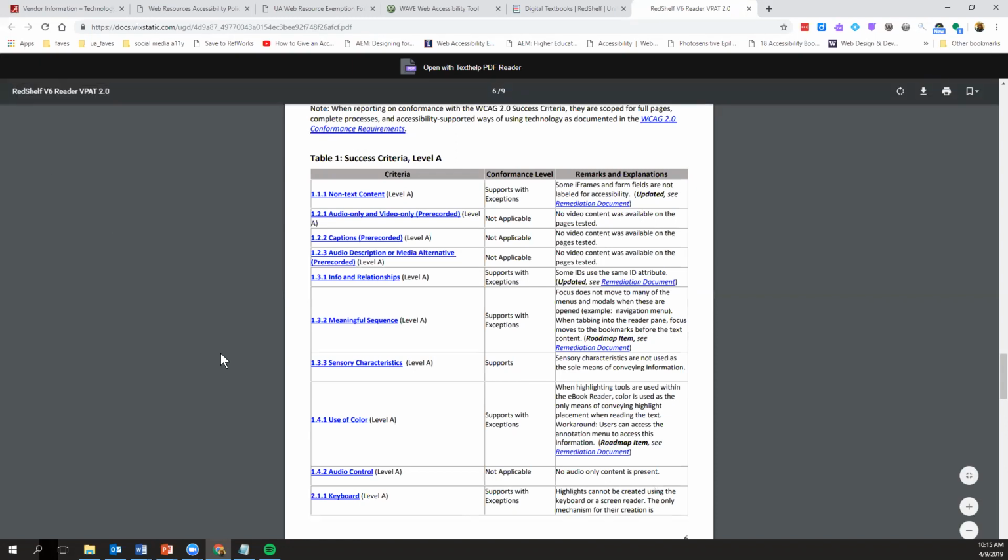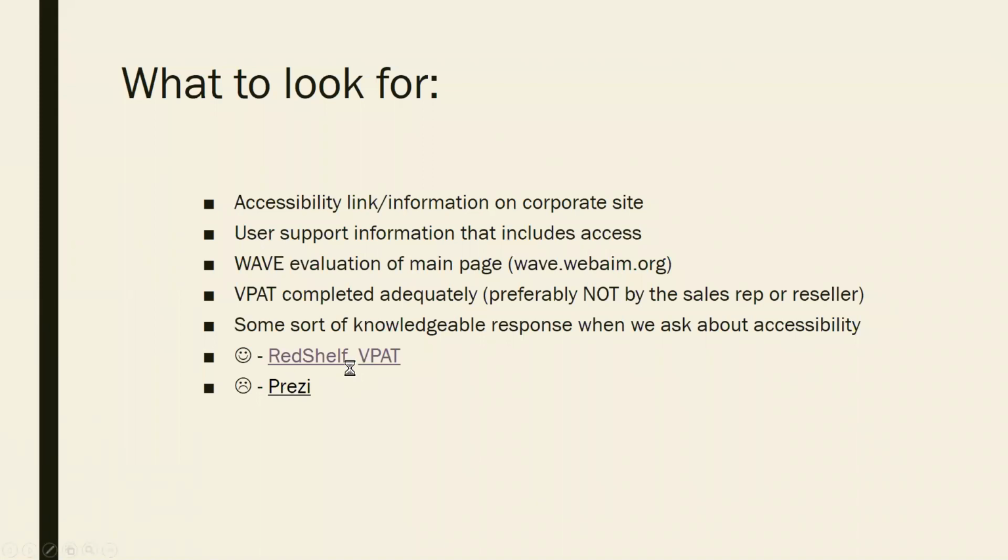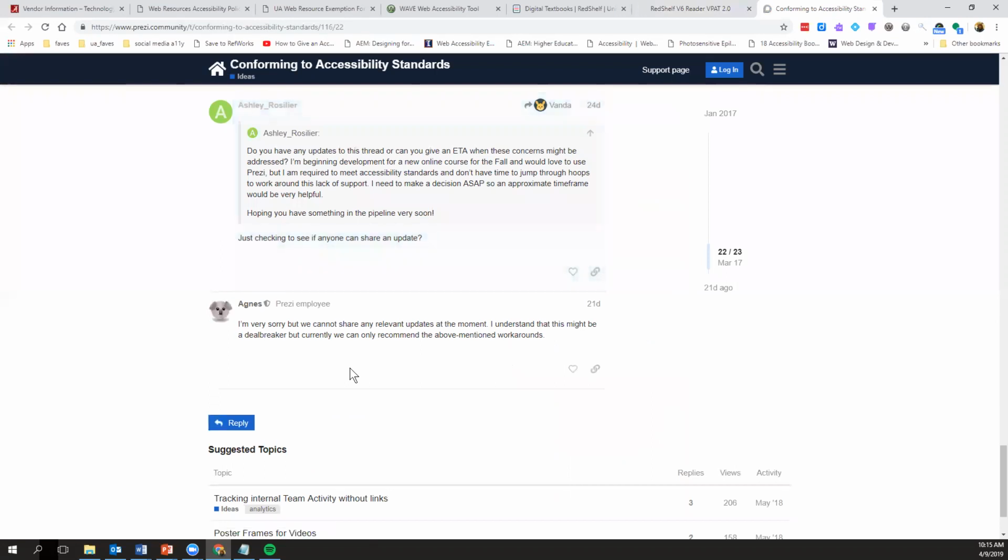As opposed to that, an example of maybe what not to do is this information from Prezi. So Prezi is a popular presentation tool. It creates dynamic presentations with lots of zooming and panning effects. However, Prezi is not accessible. So it's very difficult, in particular for an assistive technology user, to access and use Prezi. And there's a lot of Prezi users out there in the education sector, K through 12 and college and university.